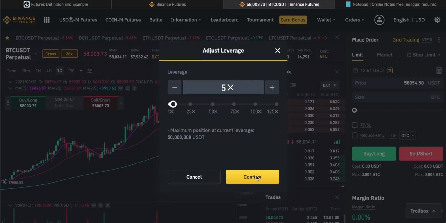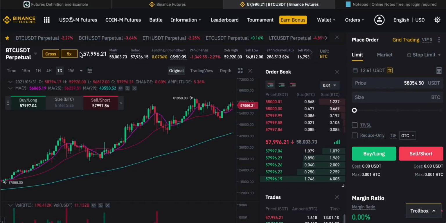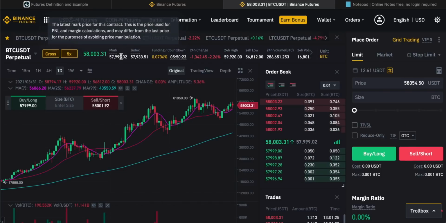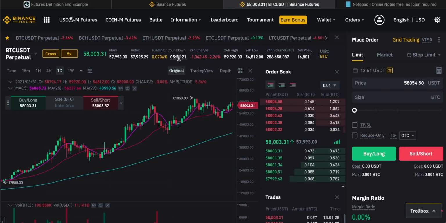So let's just put it on 5x and click continue for now. Then we have some pricing data for the future itself. So this is actually tracking the price of Bitcoin right here. Then we just have some price data so we can see the actual future itself when that funding will actually roll over, and then the 24-hour change and some other changes for the day and the volume traded.